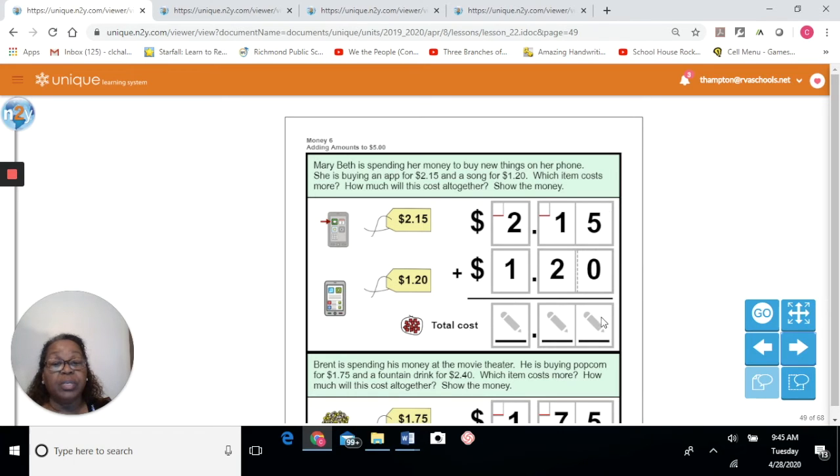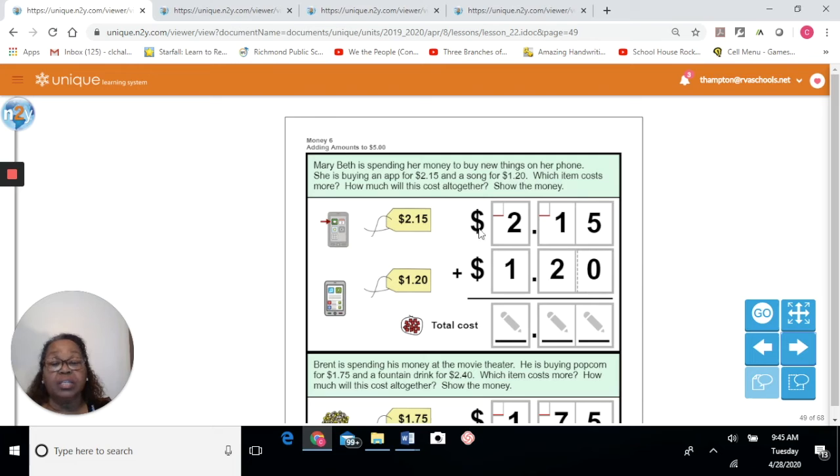5 plus 0 is, let's read the problem first. Miss Lucas, you're moving too fast. Read the problem. Mary Beth is spending her money to buy new things on her phone. She is buying an app for $2.15 and a song for $1.20. Which item costs more? So that's a good question.